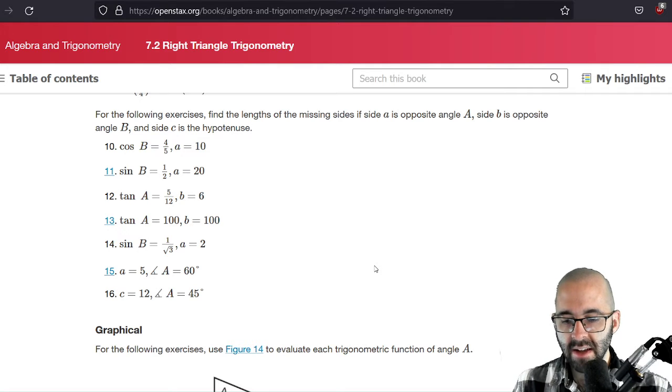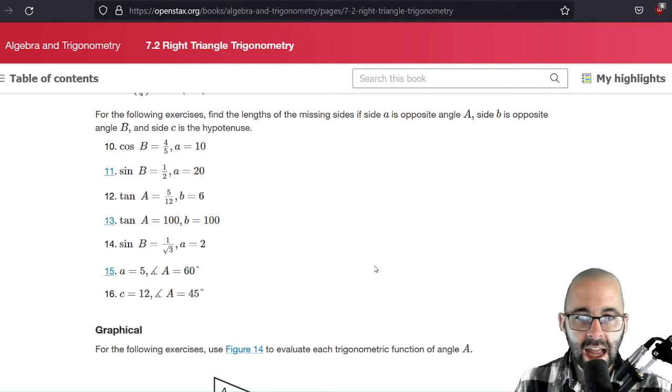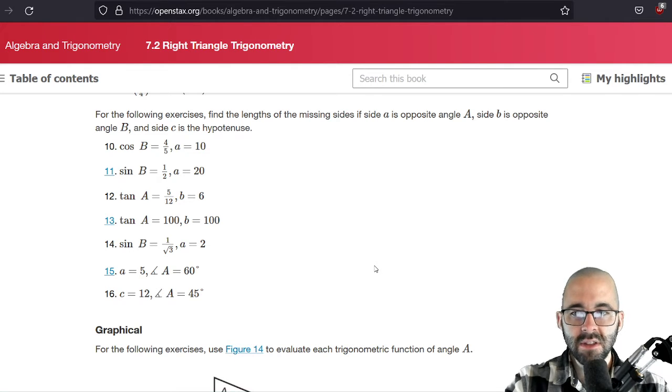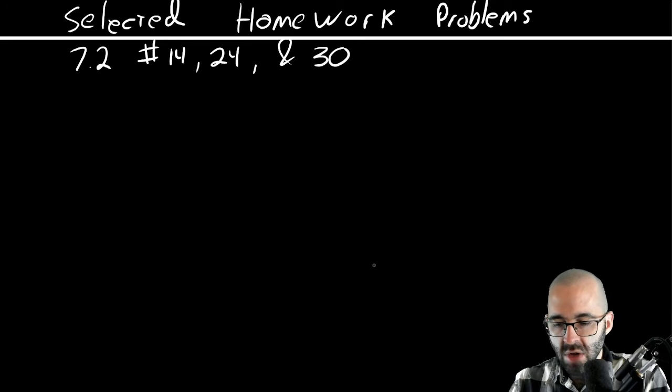So find the lengths of the missing sides if side A is opposite angle A, side B is opposite angle B, and side C is the hypotenuse. So if you just take a moment to parse that a little bit, then what you're going to get is a triangle that looks like this. Let's write it in.